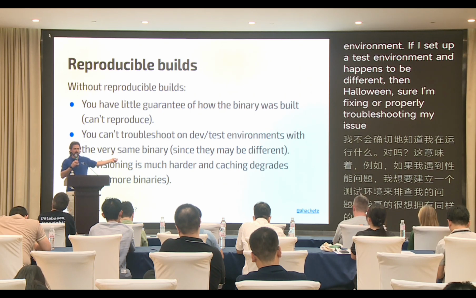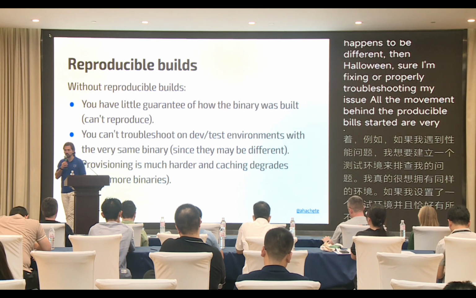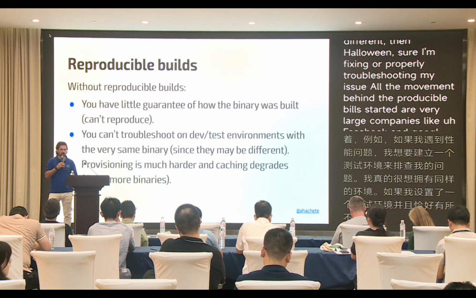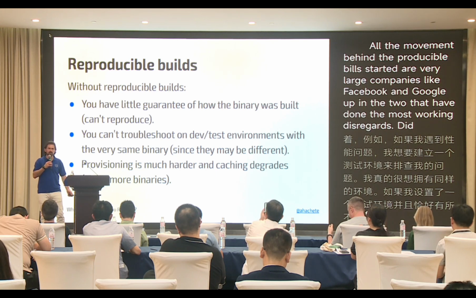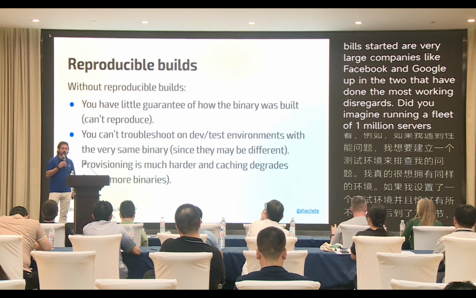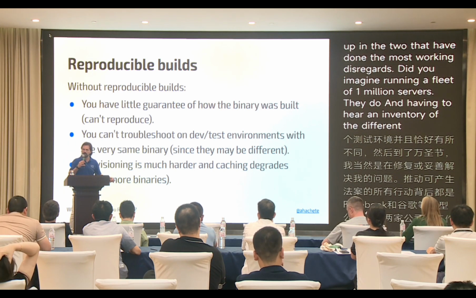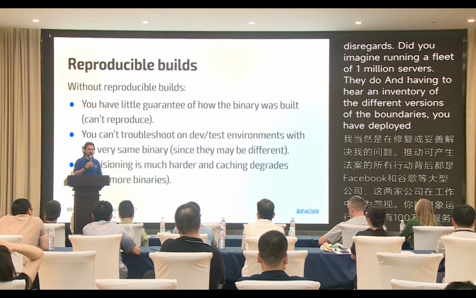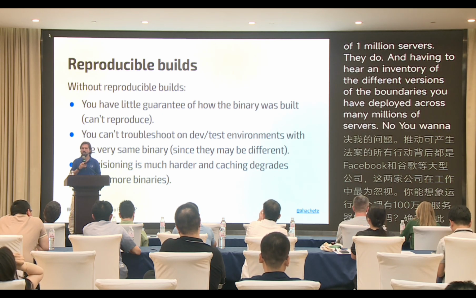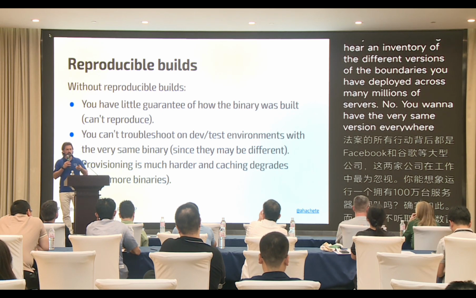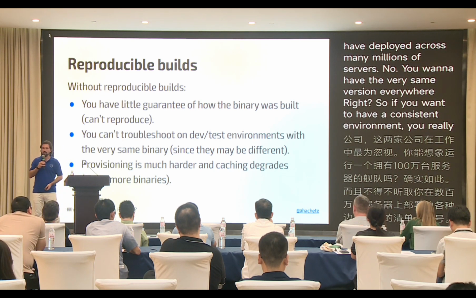The movement behind reproducible builds started at very large companies like Facebook and Google, which have been the two that have done the most work in this regard. Can you imagine running a fleet of 1 million servers like they do, and having to create an inventory of the different versions of the binaries you have deployed across many millions of servers? No. You want to have the very same version everywhere, right? If you want a consistent environment, you really want the same version everywhere.